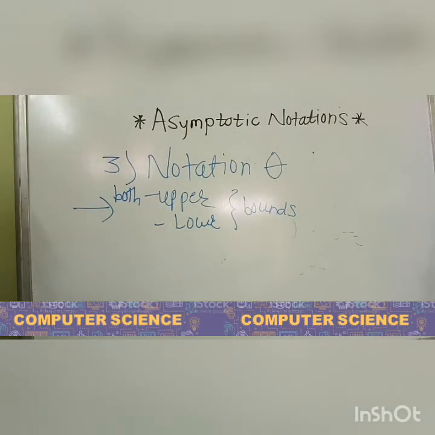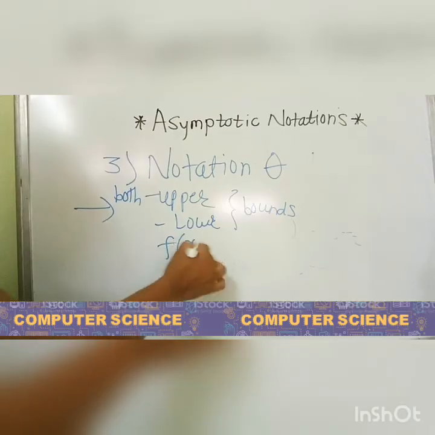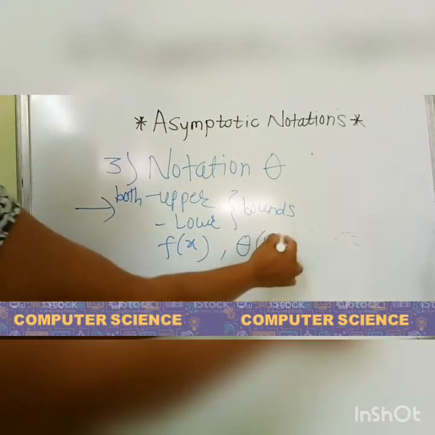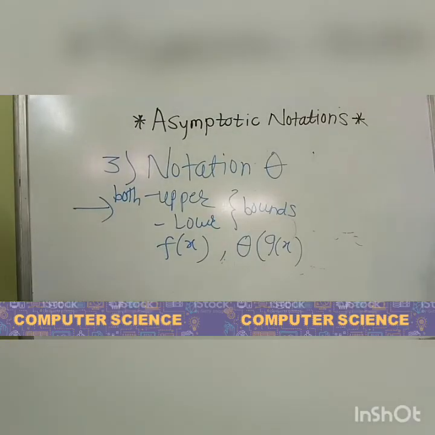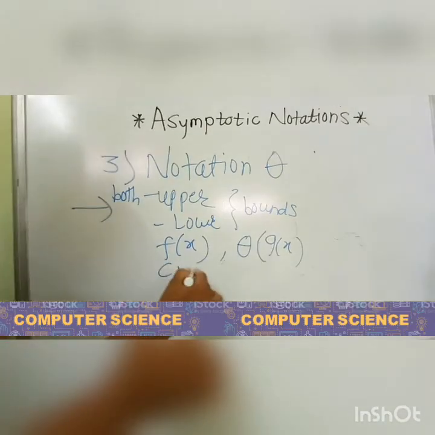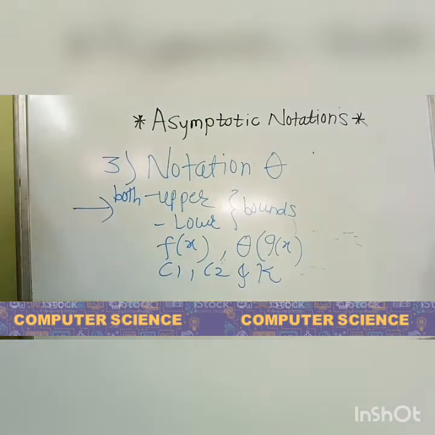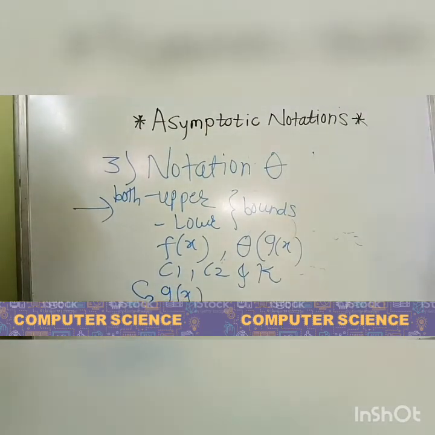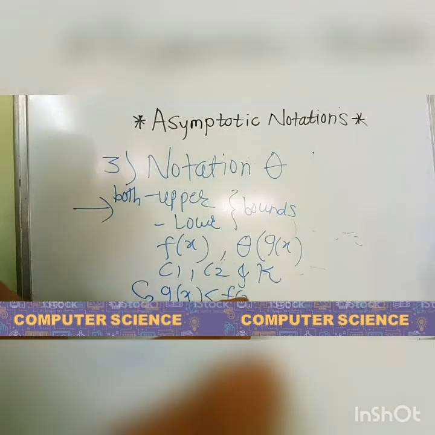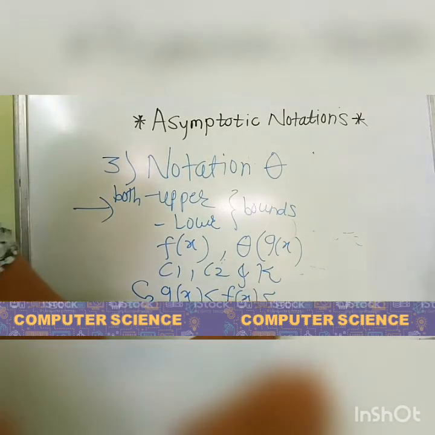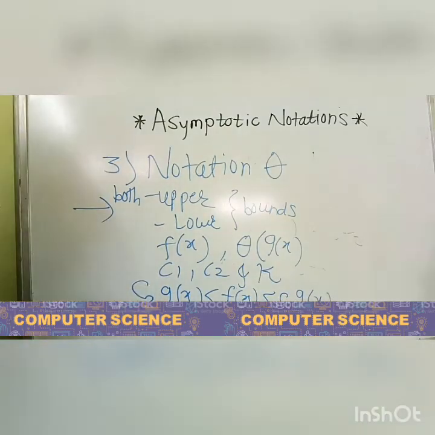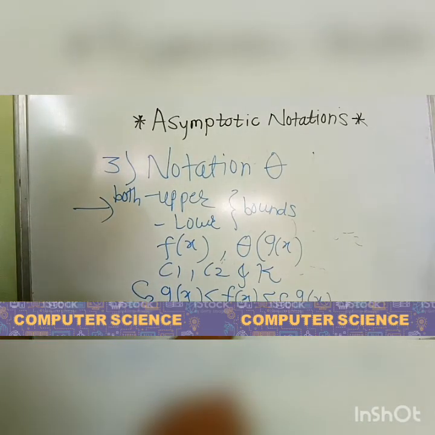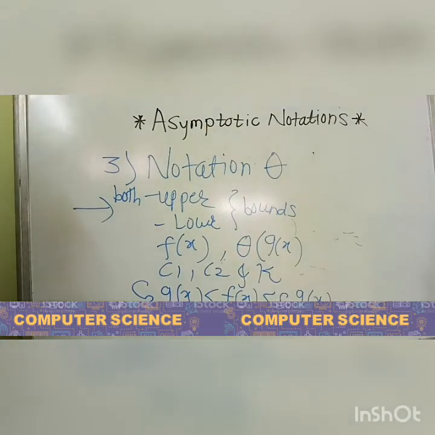So, how will we define this function? The function f of x is said to be theta of g of x if there exist positive constants c1, c2 and k such that c2 of g of x is less than or equal to f of x is less than or equal to c1 g of x for all x greater than or equal to k.